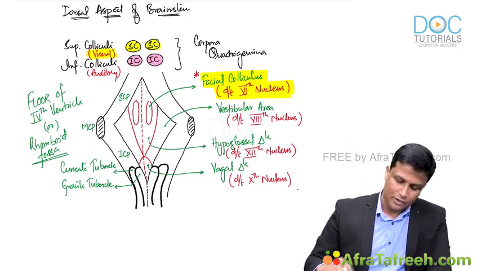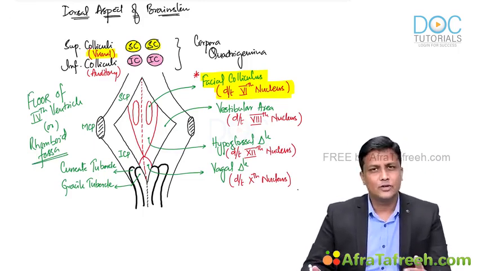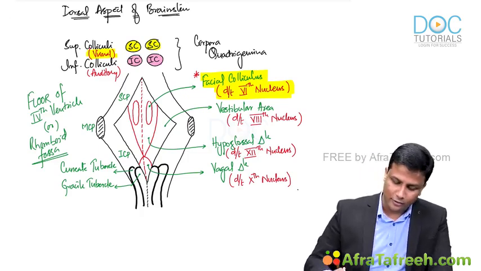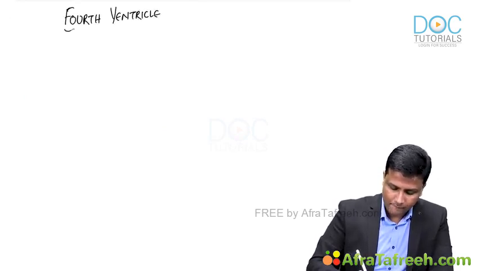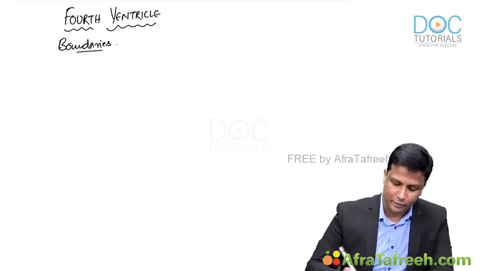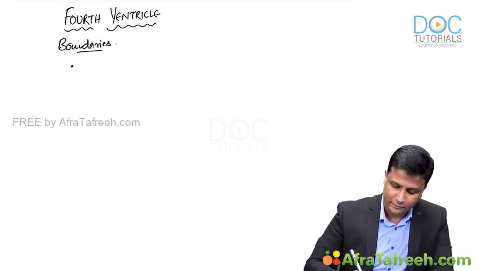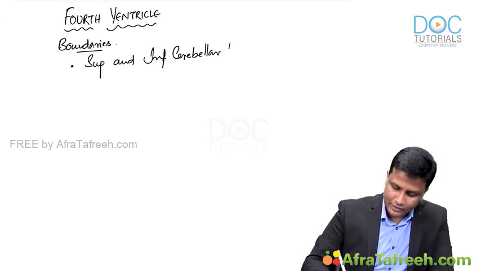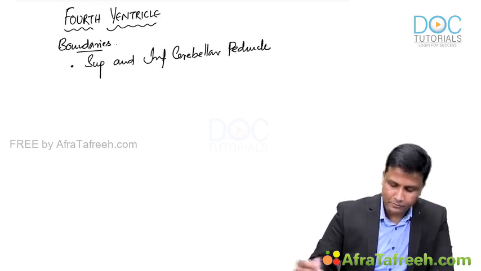Perfectly done. Now, because we are dealing with the 4th ventricle here itself, let me just finish off the 4th ventricle. So let us write down all the boundaries of the 4th ventricle and finish it off. Please write down the heading there as 4th ventricle. Now, what will be the boundaries of the 4th ventricle? I already told you that on the lateral sides, it is bounded by the cerebellar peduncle. Which cerebellar peduncle? Only the superior and inferior cerebellar peduncle, not the middle one.